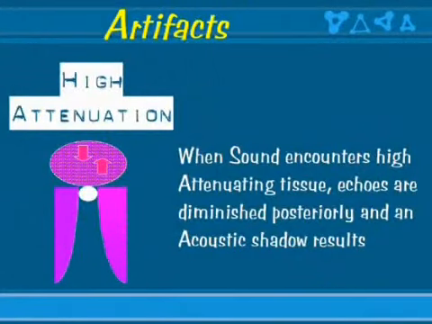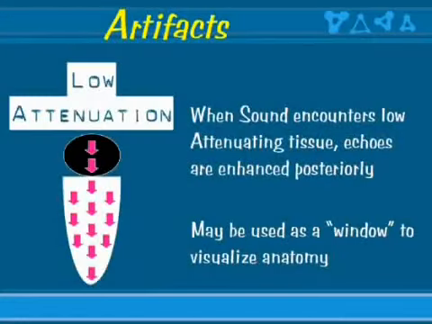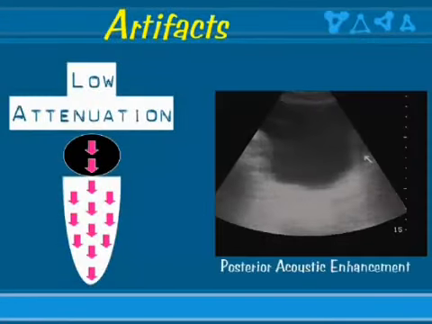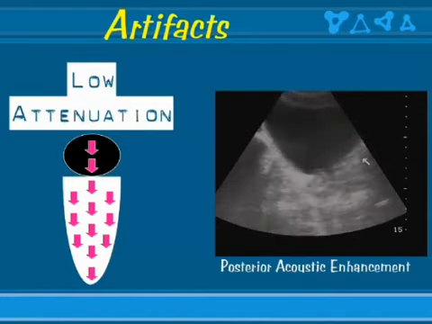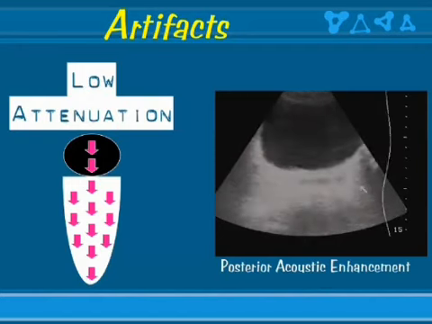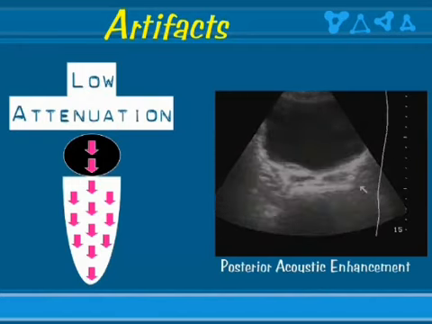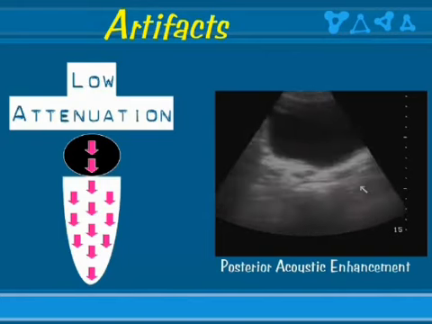Artifacts encountered during ultrasound include high attenuation. This is a gallstone which has high attenuation with posterior shadowing. Low attenuation occurs when something transmits sound very well and creates posterior acoustic enhancement. This is the urinary bladder, and the posterior structures are very bright. By adjusting the TGC, we reduce the posterior acoustic enhancement and can see those posterior structures much better.